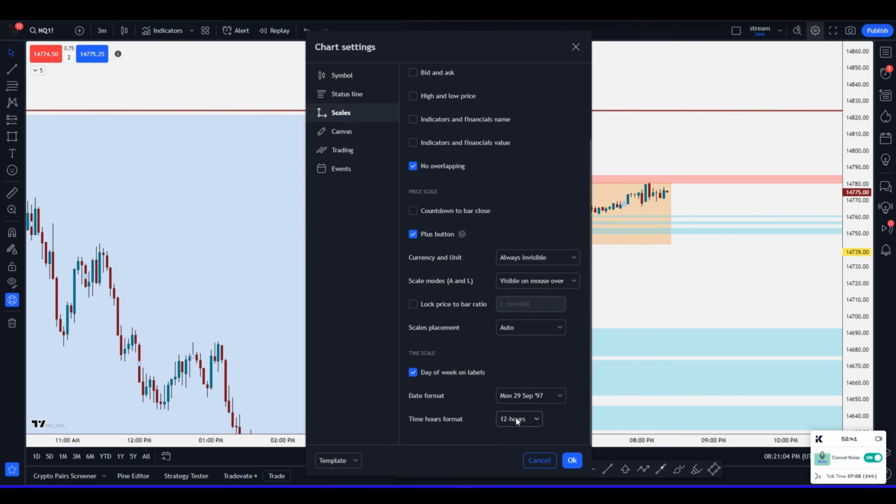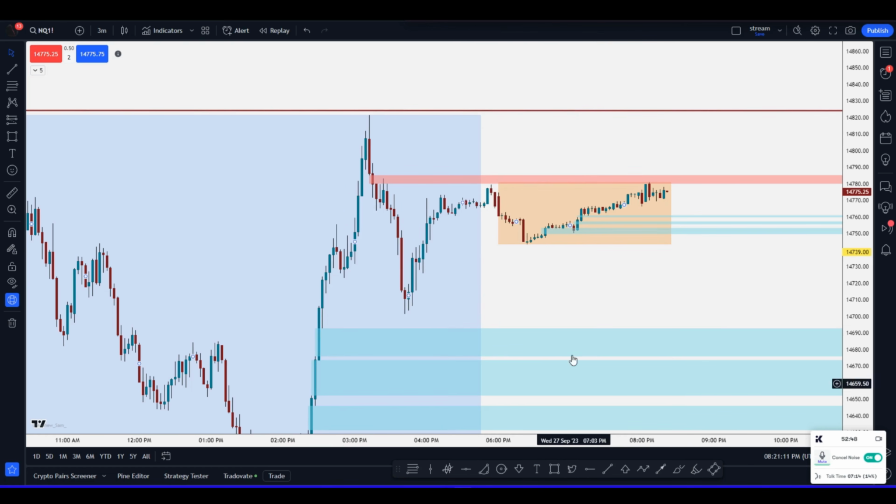And then at the very bottom, when you scroll down, there's an option here, time hours format. Go ahead and change that to 12 hours. It makes it a lot easier, unless you're used to looking at time in 24 hours. Here in America, we are not.